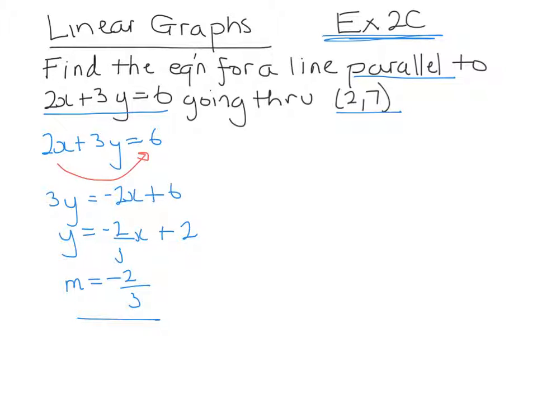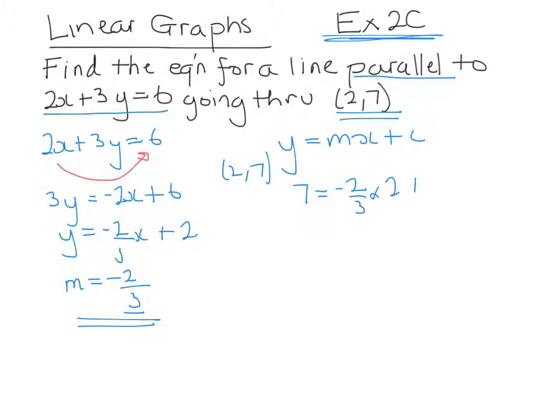So I know that my new line will have a gradient of minus 2 over 3 and go through the point (2, 7). So if I write out my equation, y equals mx plus c, I'm going to substitute in the point (2, 7) because my new line goes through this point, and my new line will have a gradient of minus 2 over 3. So 7 in place of the y, minus 2/3, the gradient, 2 in place of the x, so that will be 7 is equal to minus 4 over 3 plus c.